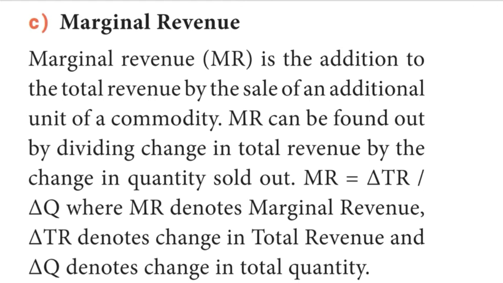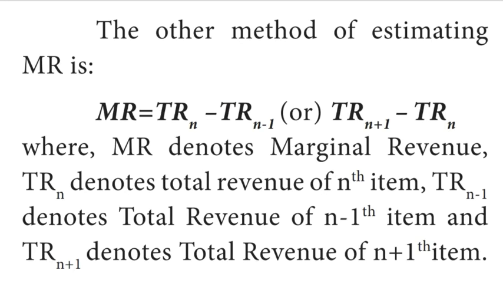Marginal revenue can be found by dividing the change in total revenue by the change in quantity sold. MR is equal to change in total revenue divided by change in quantity, where MR denotes marginal revenue, delta TR denotes change in total revenue, and delta Q denotes change in total quantity. The other methods of estimating MR are: MR is equal to TRn minus TRn-1, or MR is equal to TRn+1 minus TRn.